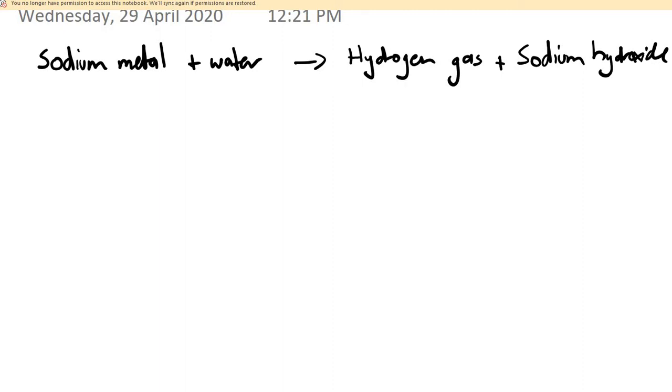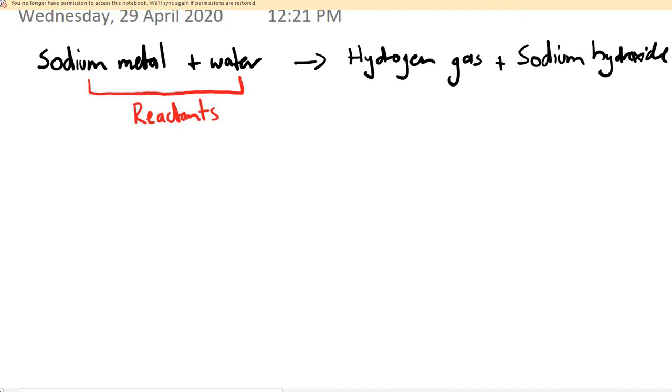Okay, so the chemical reaction we're going to look at is one that we've seen before, sodium metal in water. I've written it here as a word equation. We're going to break it down and turn it into a chemical equation. So here on the left side of any chemical equation, we've got what we call our reactants. Our reactants are what we start with. They're the chemicals that we start with.